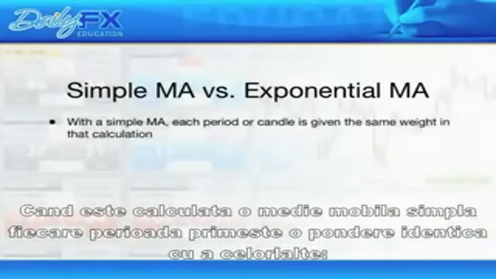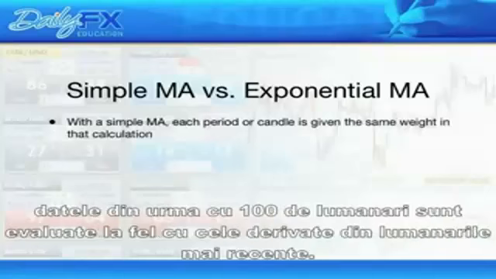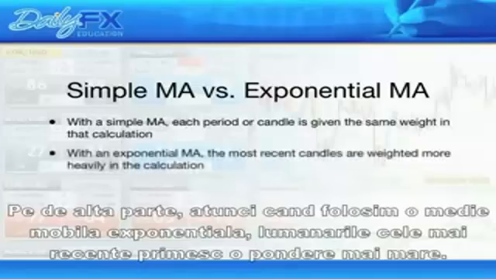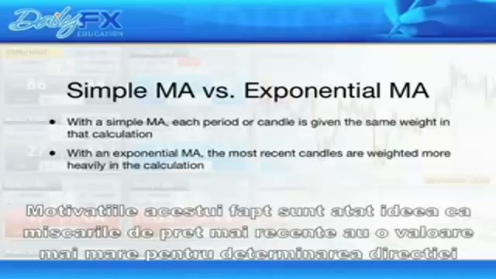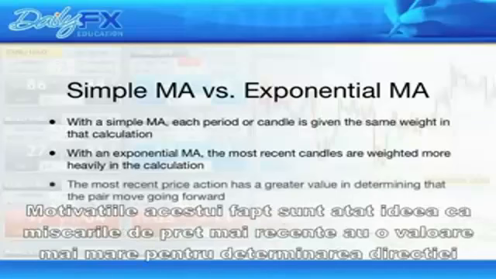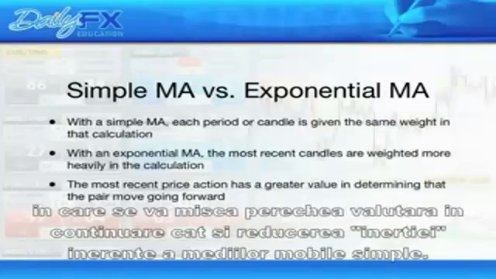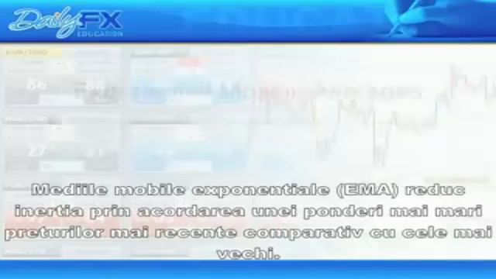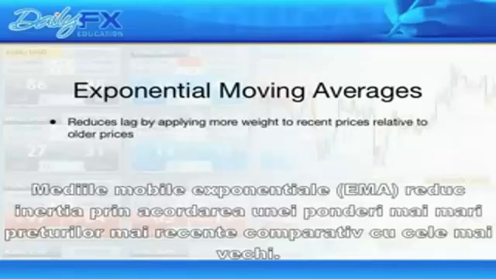When a simple moving average is compiled, each period is given the exact same weight in the calculation. The data going back 100 candles is evaluated in the same way that the most recent candle is evaluated. When using an exponential moving average, however, the most recent candles are weighted more heavily in the calculation. The thinking on this is that the more recent price action has a greater value in determining the direction that the pair might move going forward, and reduce the lagging tendency inherent in moving averages. Exponential moving averages reduce the lag by applying more weight to recent prices relative to older prices.